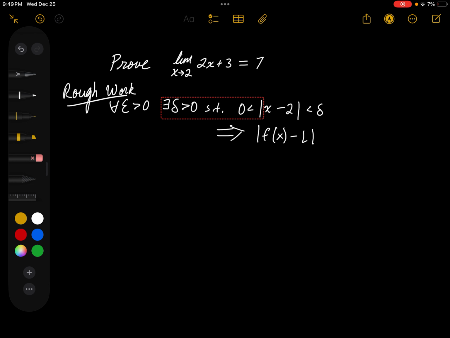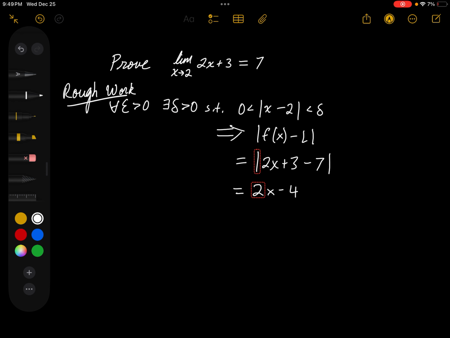Now we can plug in for f(x) minus L, can't we? That's equal to |2x plus 3 minus L|, the limiting point, 7. That's equal to |2x minus 4|, absolute valued. And now we can take the 2 out: 2 times |x minus 2|. And that should be less than epsilon. And we must also have that 0 should be less than |x minus 2|, which should be less than delta.